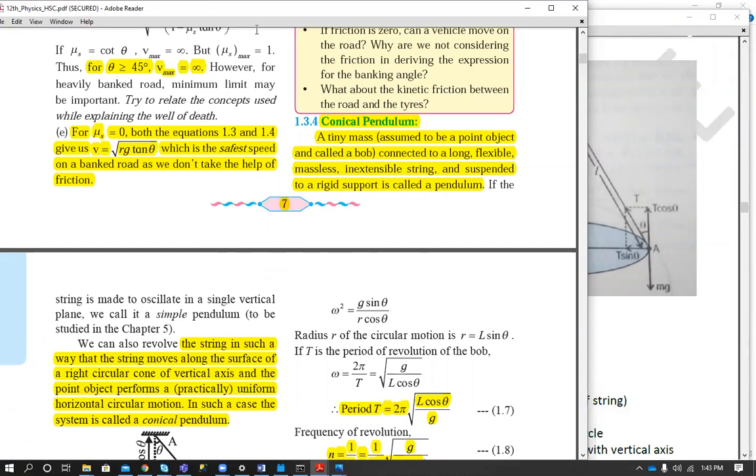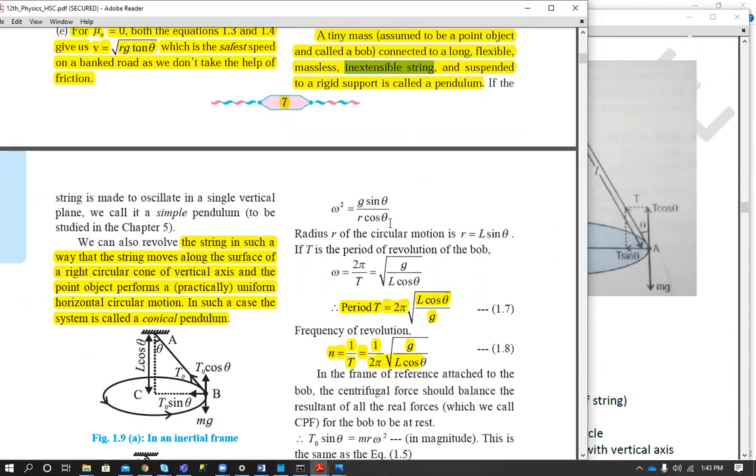So what is written here? A tiny mass connected to a long, flexible, massless string, का कुछ mass नहीं है. Inextensible string, जो string extend नहीं हो पा रही है. Okay, not getting elongated, or suspended to a rigid support, is called a pendulum.